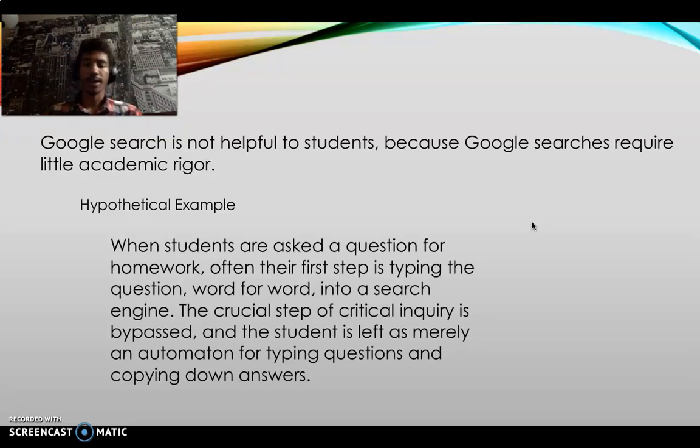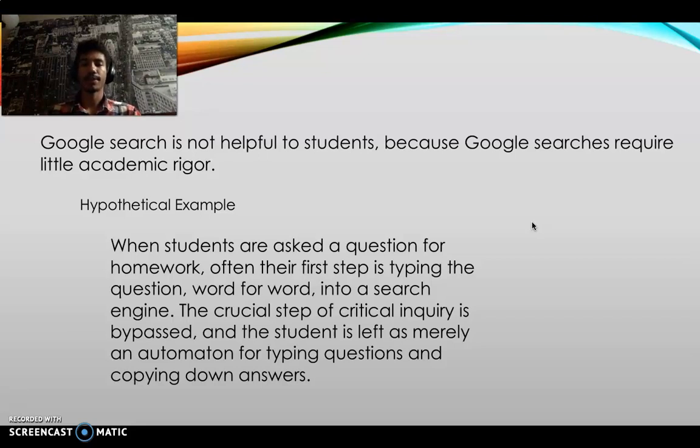When students are asked a question for homework, often their first step is typing the question, word for word, into a search engine. The crucial step of critical inquiry is bypassed, and the student is left as merely an automation for typing questions and copying down answers. As you can see, you can imagine this to be very true, and it is an acceptable piece of evidence.